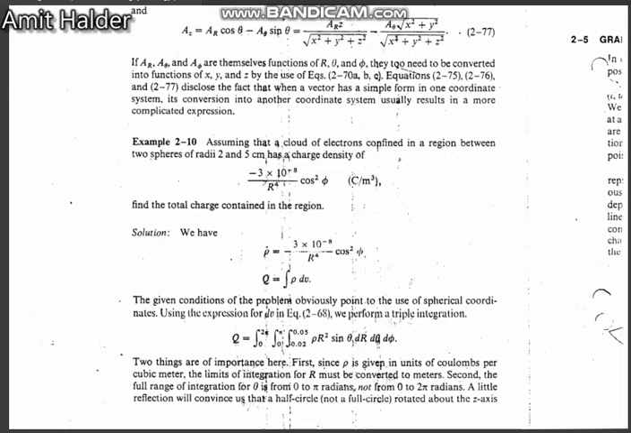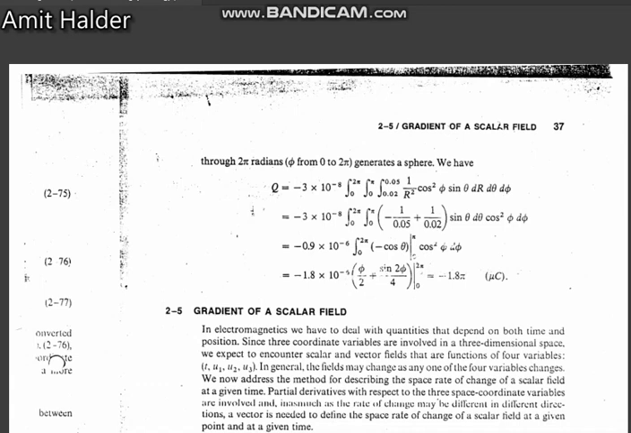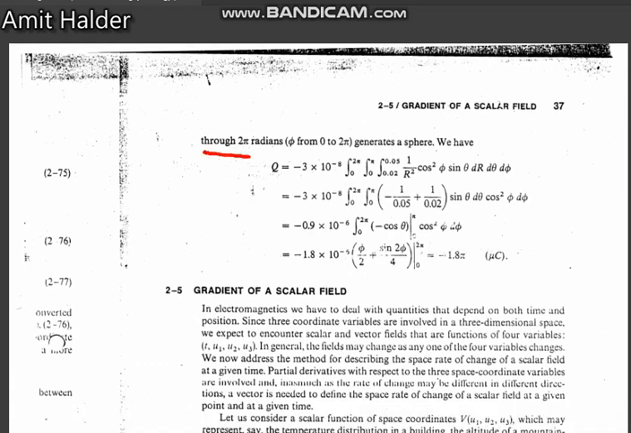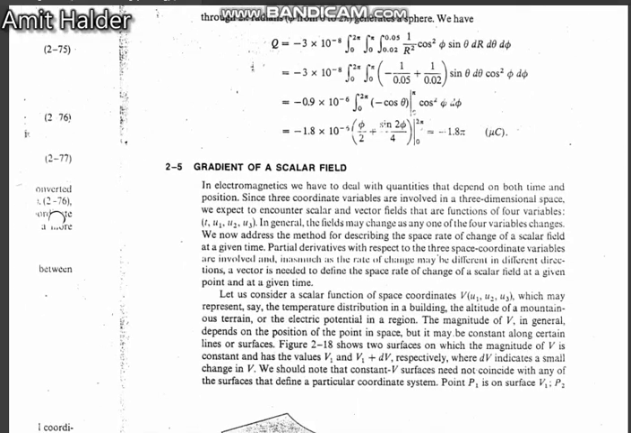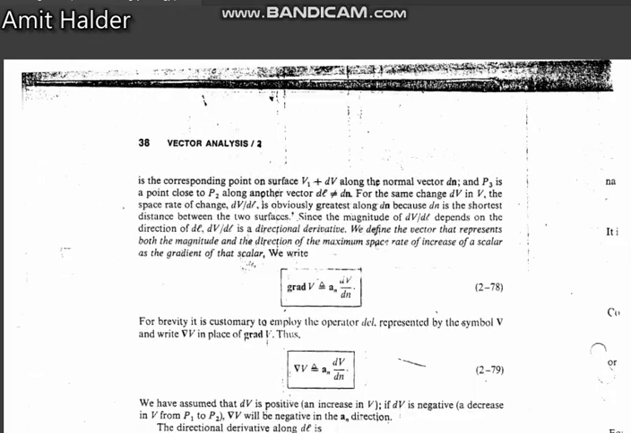After integrating this, you can find the answer. This is the answer: through 2 pi radians, from 0 to 2 pi, that generates a sphere. Put the value of rho here, then just integrate it. After integration we will find this. So that is the end of the basic mathematics of the spherical and Cartesian coordinate systems. That's the gradient of a scalar.